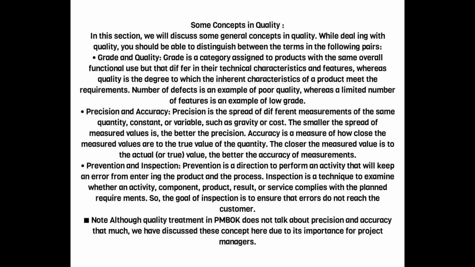Prevention and inspection. Prevention is a direction to perform an activity that will keep an error from entering the product and the process. Inspection is a technique to examine whether an activity, component, product, result, or service complies with the planned requirements. So, the goal of inspection is to ensure that errors do not reach the customer. Note, although quality treatment in PMBOK does not talk about precision and accuracy that much, we have discussed these concepts here due to their importance for project managers.